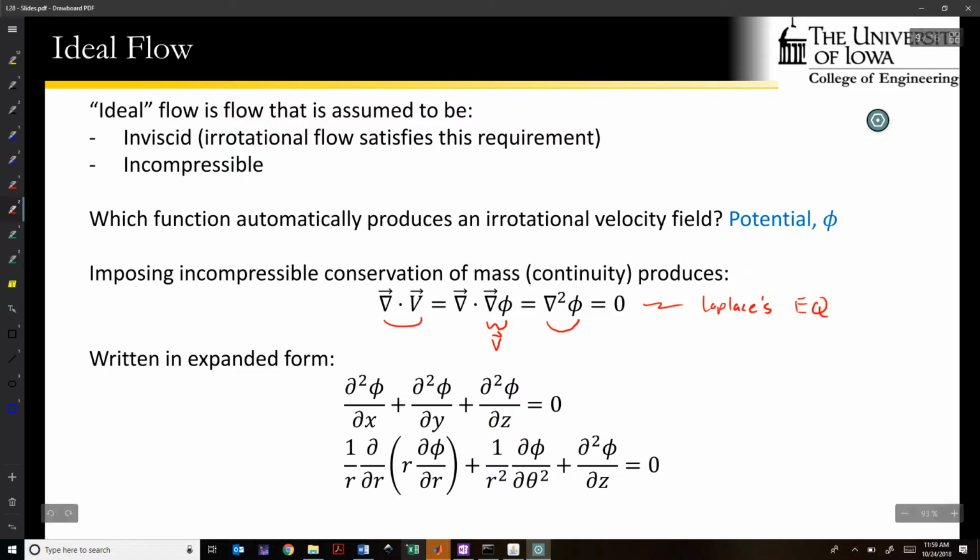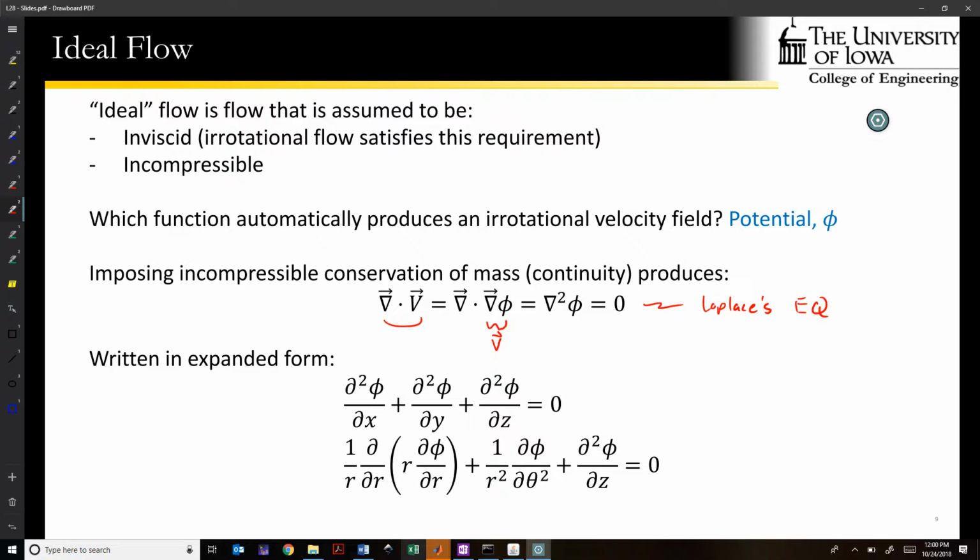Laplace's equation is really important in not just fluids, but in electromagnetism. If you get into more advanced physics courses and start talking about voltage potentials, that's where this theory originally came from. And it was simply co-opted to describe fluids as well.